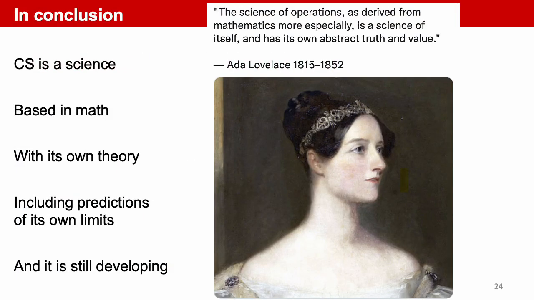All right, so CS is a science. It's based in math, though, right? So we came up with computer science long before there were what we think of as computers today. Turing did all of his stuff on paper and mechanical computers. A literal person can be a computer. It has this theory that goes with it, and it has predictions and limits. It's still developing. And as Ada Lovelace says, the science of operations, as derived from mathematics more especially, is a science of itself and has its own abstract truth and value.